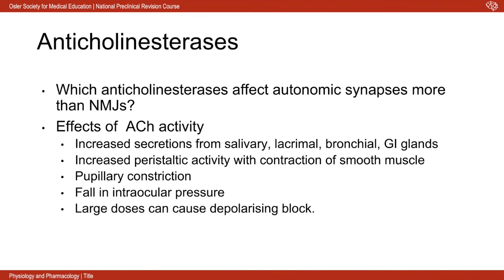Anticholinesterases essentially cause the enhancement of acetylcholine activity at parasympathetic postganglionic synapses, increasing the secretions from salivary, lacrimal, bronchial, and gastrointestinal glands, increasing peristaltic activity via the increased contraction of smooth muscle, and pupillary constriction, obviously because it's parasympathetically dominated, and also leading to a fall in intraocular pressure. It's worth noting that large doses of anticholinesterases can lead to depolarizing blocks.